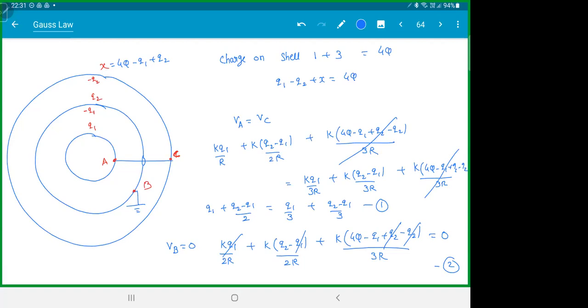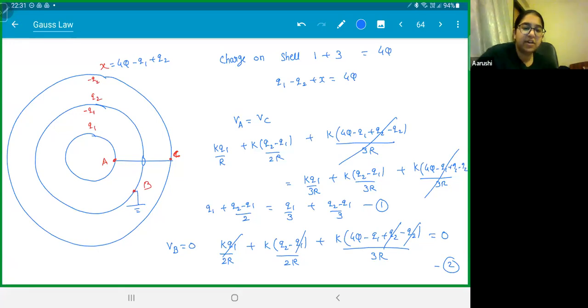So the main idea is shell 1 and shell 3 potentially same, and shell 2 potential is 0. This is how you do this thing. This is a proper advanced one, which has both connecting 1 and 3 and grounding the center shell. Everything is there in this.